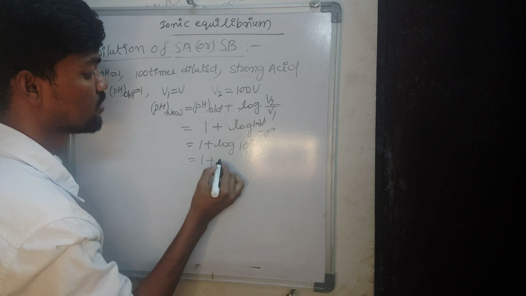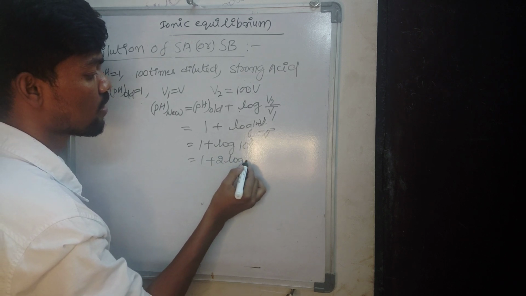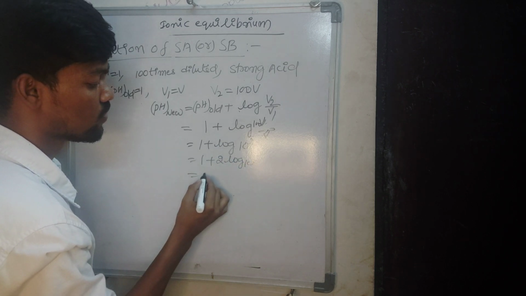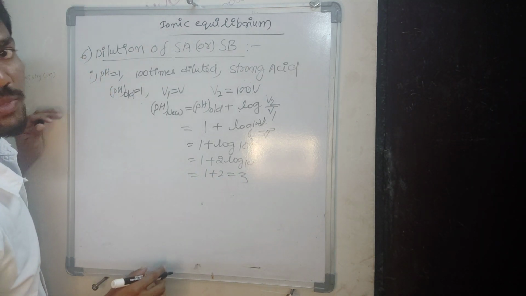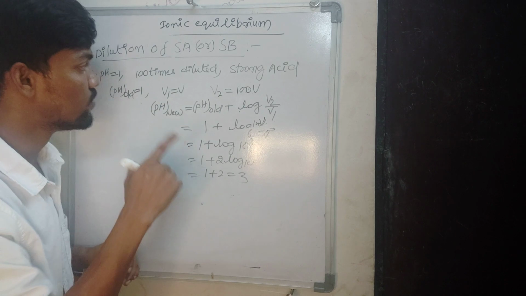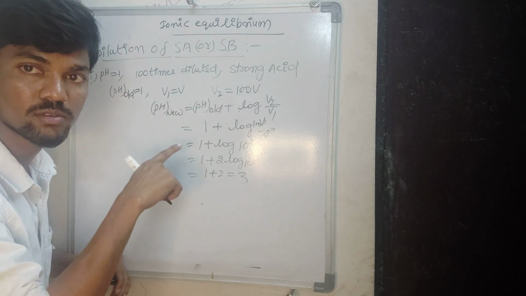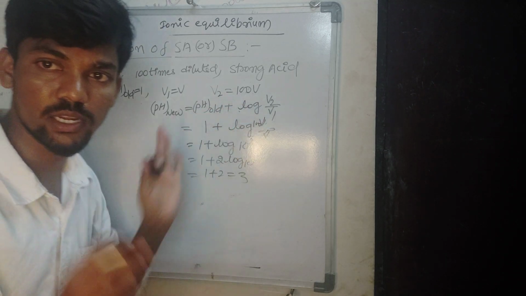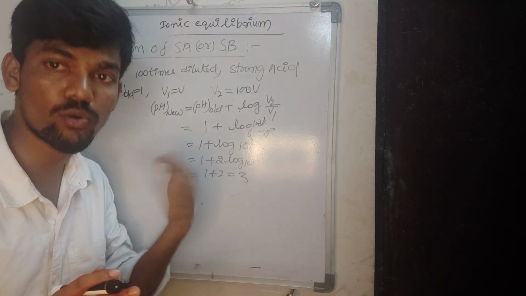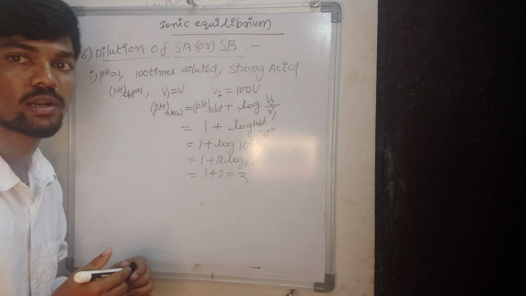How can you find it? 2 log 10, and the value of log 10 is 1. So 1 plus 2 is equal to how much? The new pH is 3. I think in the formulas I gave previously we didn't use any log. If it is not there, you have to use it. Just to clarify it.